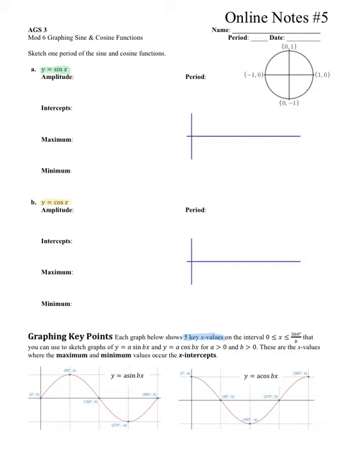One of them represents sine of x. It's like a generic sine with an A value and a B value. We'll talk about what those mean in a little bit. And the other one represents cosine.